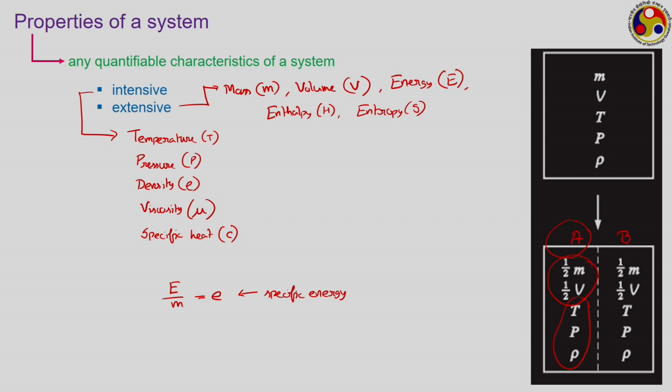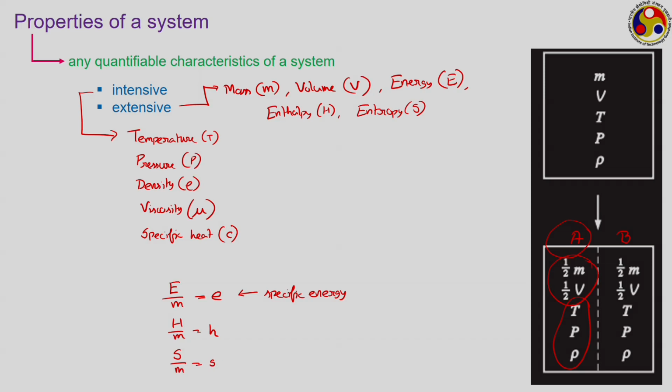Any extensive property per unit mass is identified as a specific version of the same property, and this specific version of the properties is intensive in nature. As it has already been divided by mass, its magnitude will be independent of the mass, and therefore this is a specific property and an intensive property. Similarly, enthalpy per unit mass gives us specific enthalpy, and entropy per unit mass gives us specific entropy. They are all intensive properties.